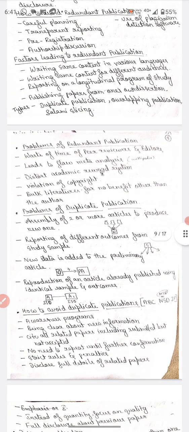Problems of redundant publication. So if they do redundant publication, what problems will occur? Waste of time of peer reviewers and editors, flawed meta-analysis, distortion of the academic reward system, violation of copyright, bulk literature for no benefit other than the author.